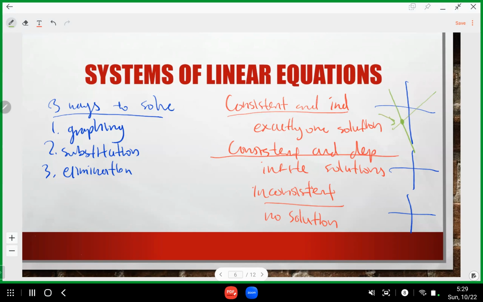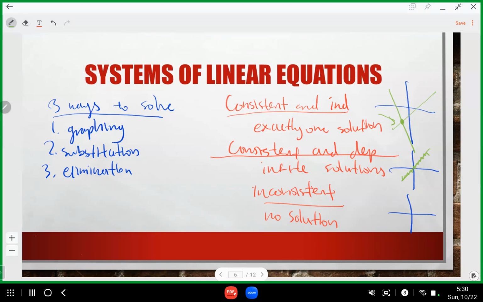Okay, but when you have consistent and dependent, then you have something like this. This is one line, and this is the other line. Meaning that these lines are exactly the same lines. They have the same slope, and they are the same. They overlap, right? Then that means they intersect an infinite amount of times. And how many intersections is how many solutions you have. That means you have infinite solutions. And you'll see an example of that later.